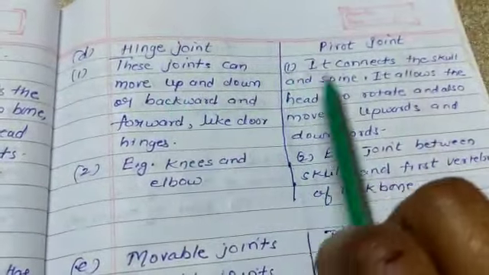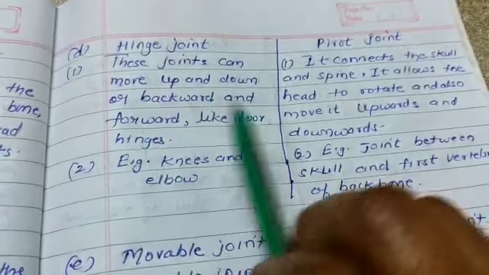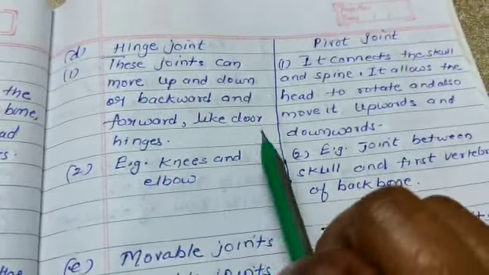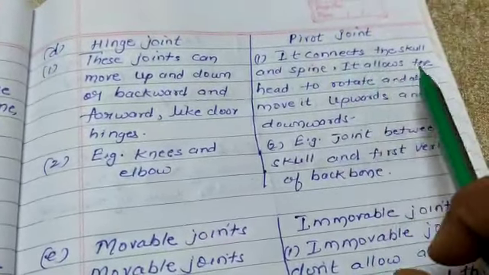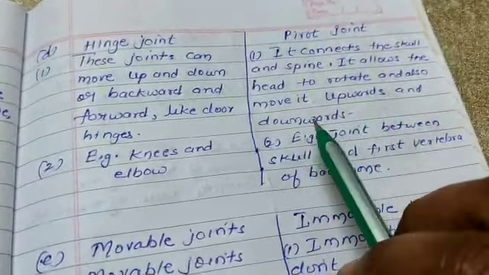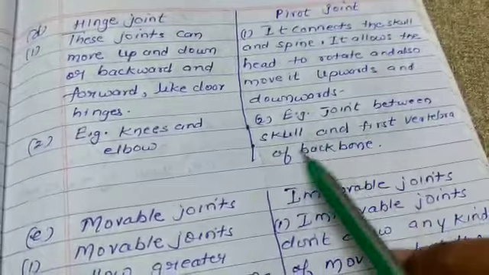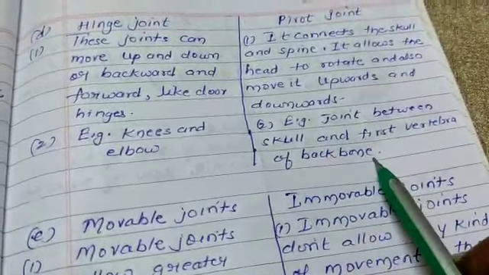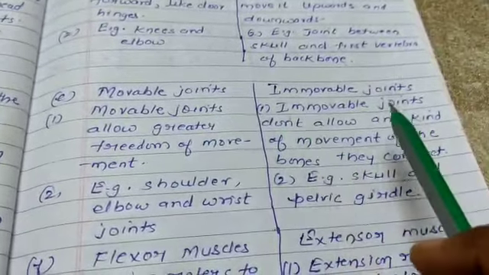Then hinge joint and pivot joint. These joints can move up and down or backward and forward like door hinges, example knees and elbow. It connects the skull and spine. It allows the head to rotate and also move it upwards and downwards, example joint between skull and first vertebrae of backbone.